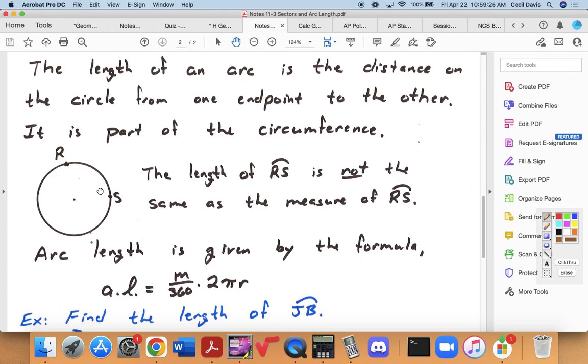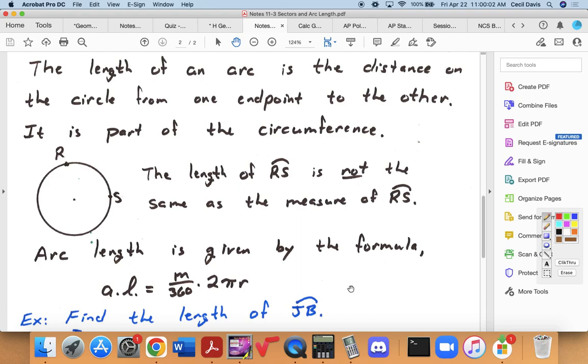Yes, ma'am. How do we know that it's going the shorter way to RS, as opposed to the long way? Okay. When it's only 2 letters, it is automatically a minor arc. If it's straight, it's the big way. Pardon? If it's 3 letters, it's the big way. Not necessarily. Like if I put point A right here and called this arc RAS, it'd still be the short way around. But usually, yes. But you can't make a rule that says all the time, if it's 3 letters, it's a major arc. It doesn't work that way.